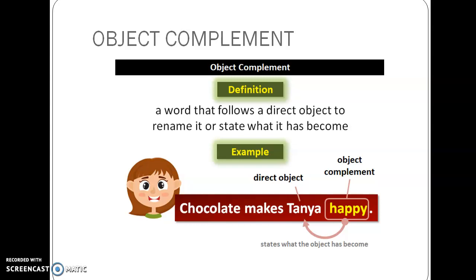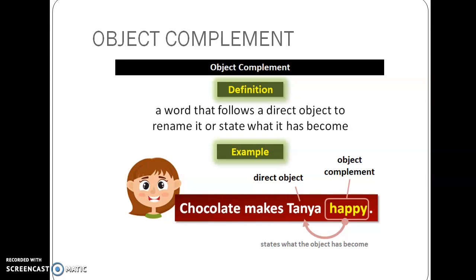Chocolate makes Tanya happy. Now, what is the subject here? Chocolate. What is the verb? Makes. And what is the direct object of chocolate? Tanya. Clear? Makes Tanya. Tanya is the direct object. And which word is telling us about Tanya? Happy. It makes Tanya happy. So, happy is the object complement.